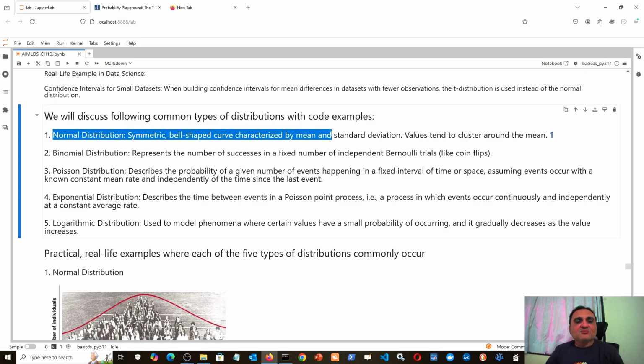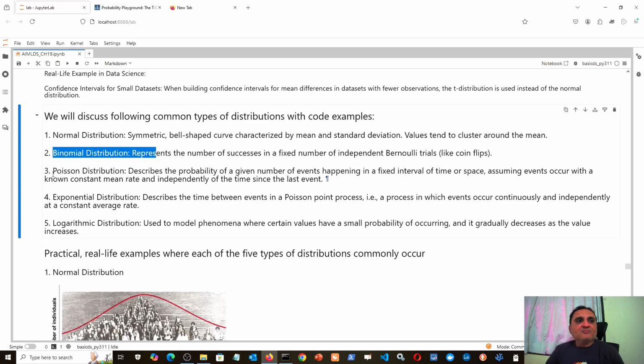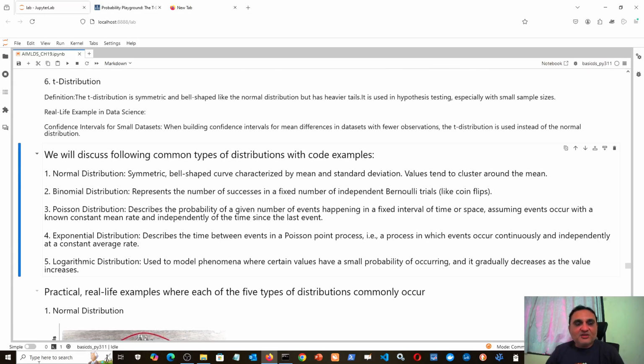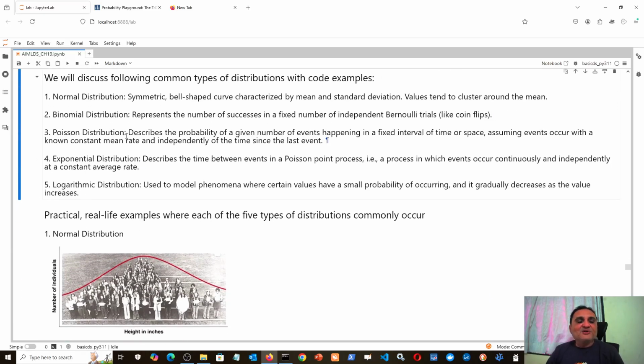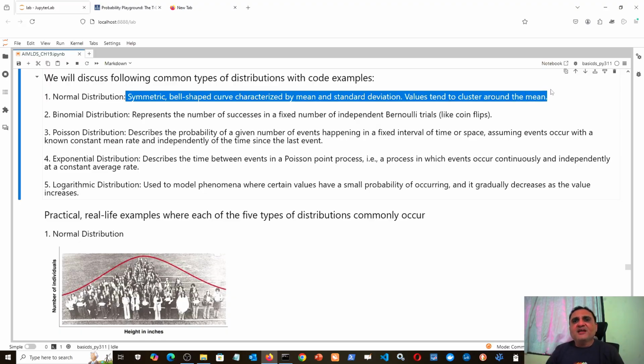So we will talk about these distributions: normal distribution, binomial, Poisson, exponential, and logarithmic. We have already discussed them, but among all of them, these five are perhaps the most important from a data point of view. What is normal distribution? It is a symmetric bell-shaped curve which is characterized by a mean and a standard deviation, and values tend to cluster around the mean.